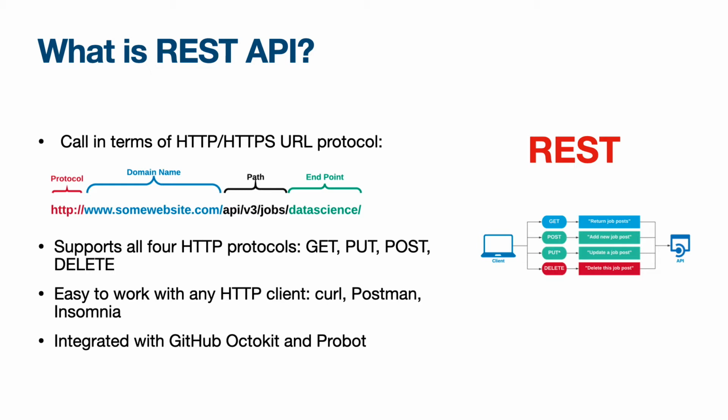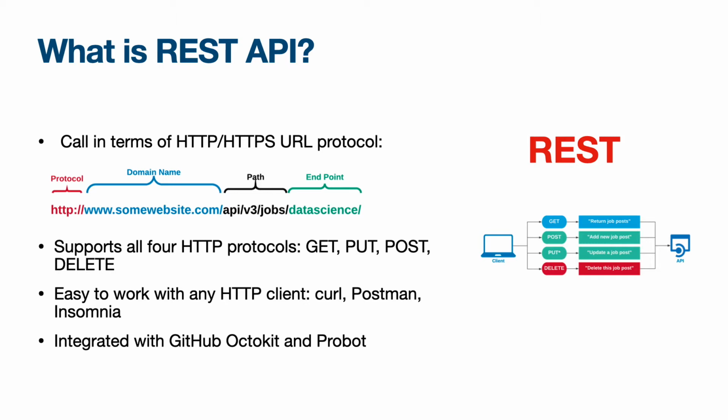The format looks like this. You have some URL and you might have an additional path to define a specific API endpoint. And there are four standard methods: get, put, post, and delete. REST is very easy to work with, and it can work with any HTTP client such as curl, which is usually built into Linux, Mac, and Unix environments, Postman, or Insomnia, which is a tool you will see later.